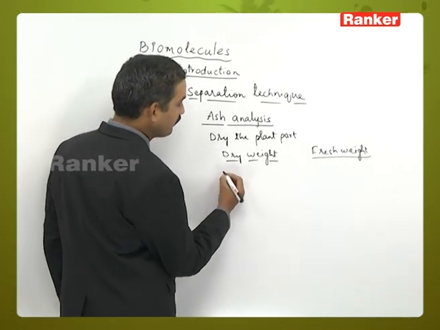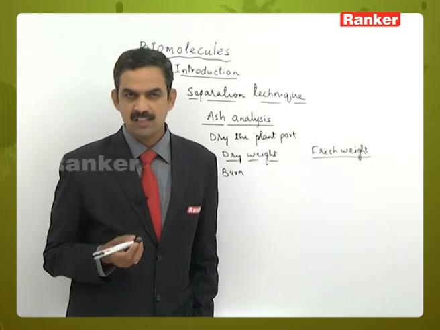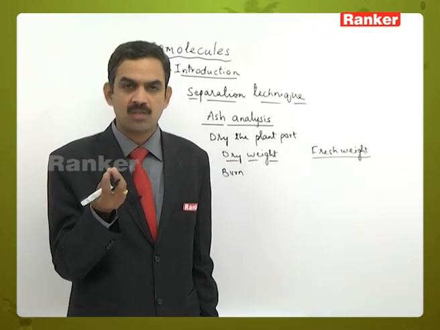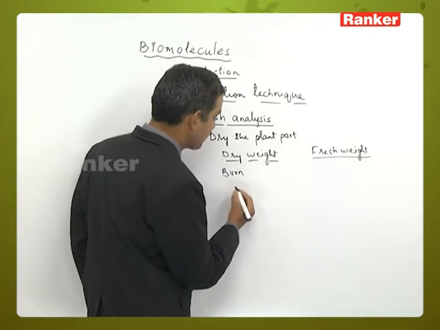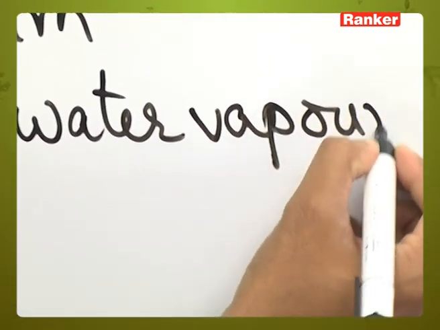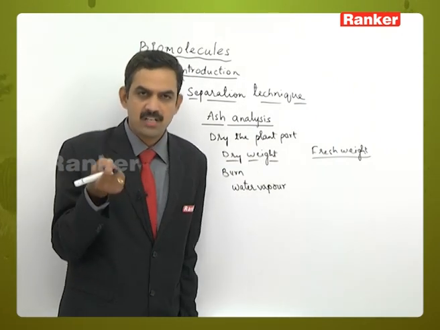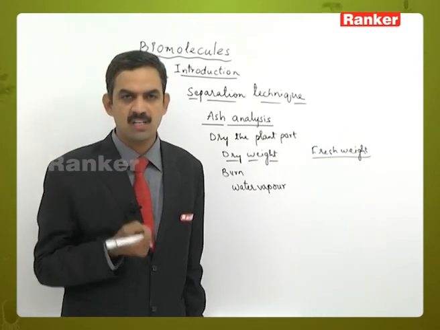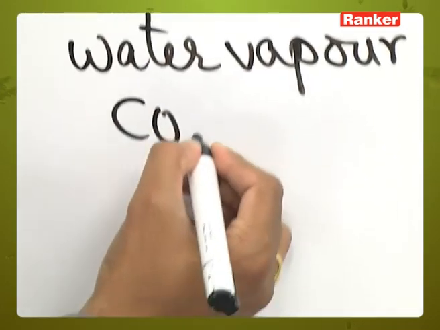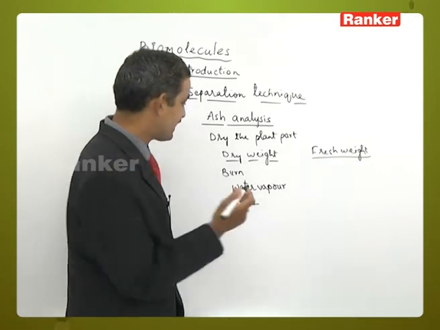After that we have to burn the dry part of the plant body. When we burn it, some fumes or soot will come out. In this process, some amount of water vapor will be lost. Already, dry weight means the majority of the water is lost, but a very small quantity of water will be left, and that is also lost when it is burnt, along with the carbon dioxide which is released outside. After this, whatever we get is the ash.